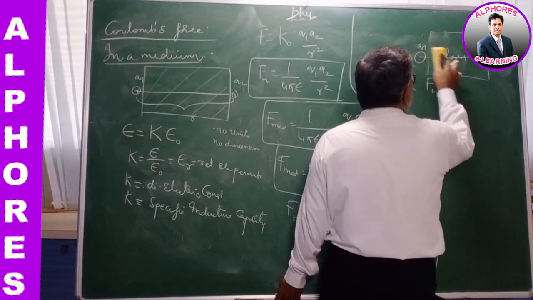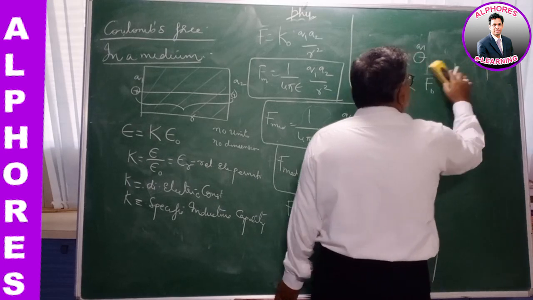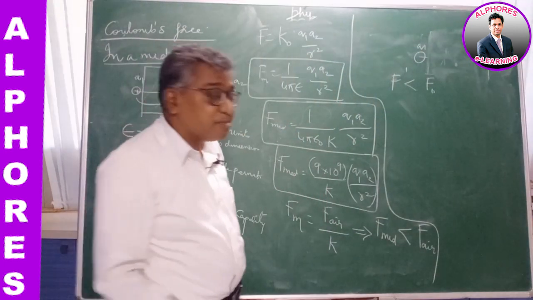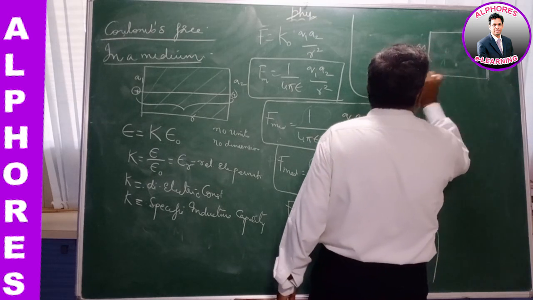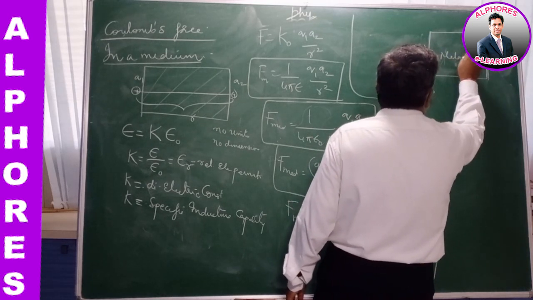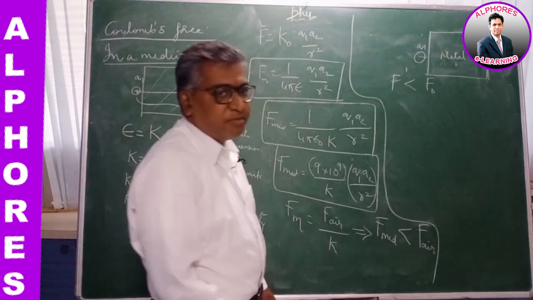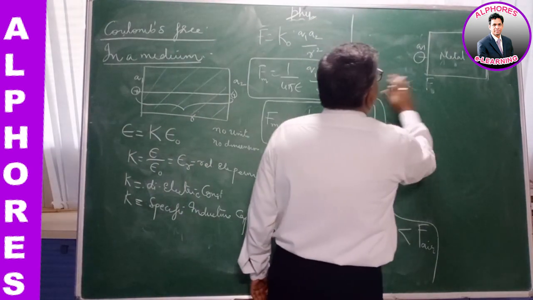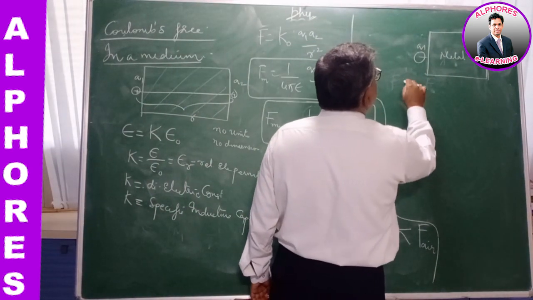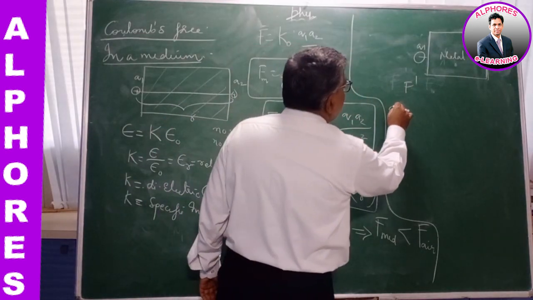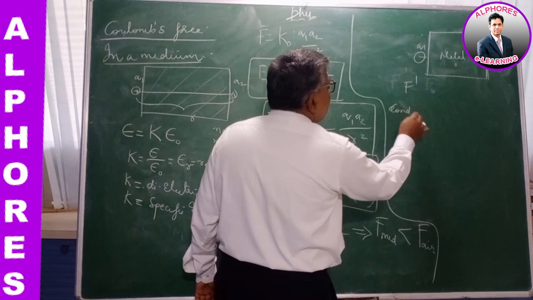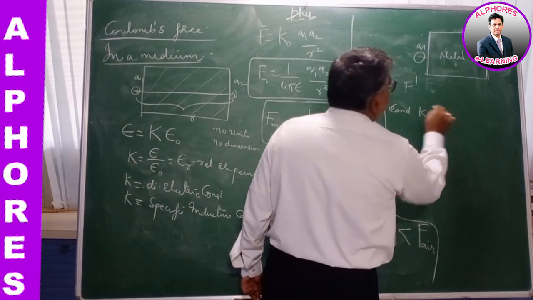In another entrance examination, it was asked for the same question. Instead of glass, if a metal slab, a metal conductor, right? A conducting slab is placed between charges. Then initial force is F naught. Now the force is F dash. What could be F dash? When you place a metal conductor, for a metal conductor, I just wrote K is infinity.